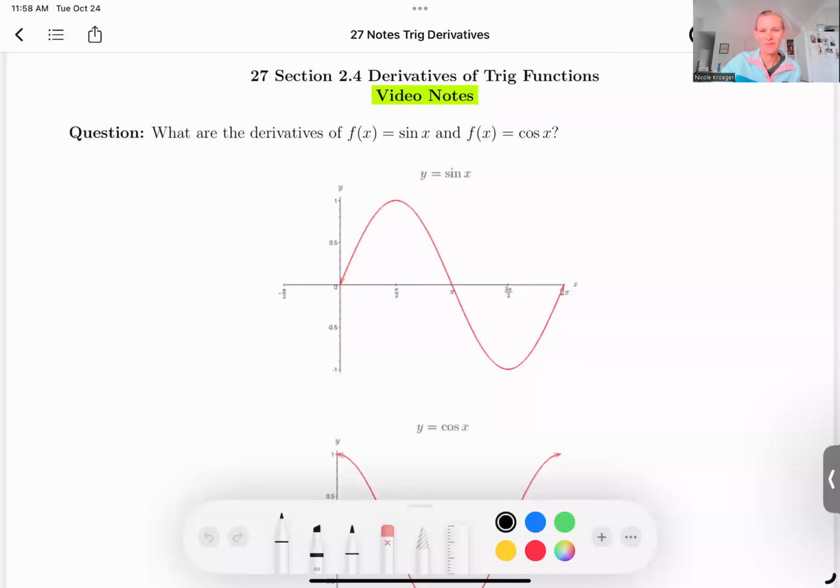Today we're going to learn the derivative of sine and cosine, and then in class we'll add the rest of the trig functions: tangent, cosecant, secant, cotangent. So let's start out by actually just graphing the derivatives.